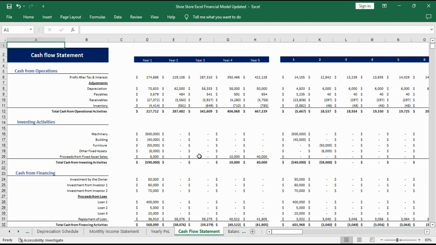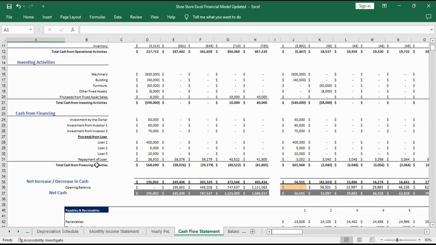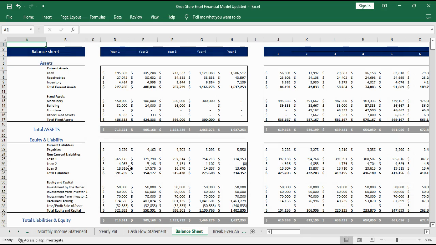Cash flow statement provides the details of all cash inflows and outflows in a given period. It comprises cash flows from operating, investing, and financing activities. It also includes the total net cash increase or decrease and net cash in hand at the end of each period. Balance sheet is a statement of financial position that includes the summary of total current and fixed assets, total liabilities, and capital.